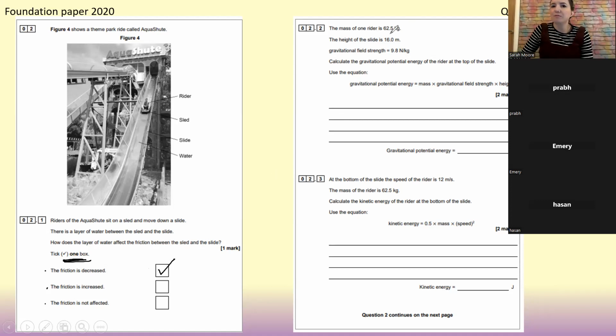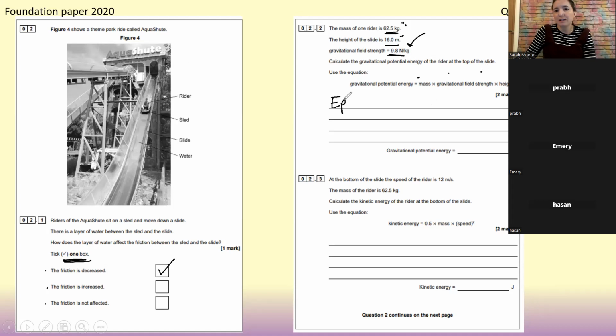Right. The mass of one rider is 62.5 kilograms. I'm going to underline that. It's a number. It's mass because it's in kilograms. The height of the slide is 16 meters. Gravitational field strength is 9.8. That's the gravitational field strength I need to use because it's been given to me. Don't use 10. Calculate the gravitational potential energy of the rider at the top of the slide. Again, the fact that it's a person on a theme park ride called the Aqua Chute doesn't matter. Basically, we need to put numbers into this calculation to get an answer.